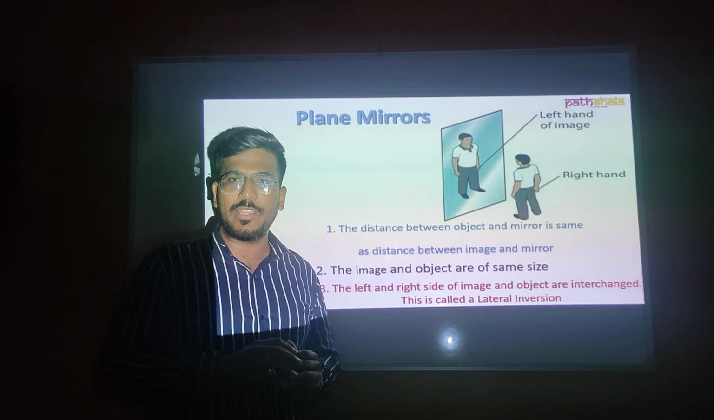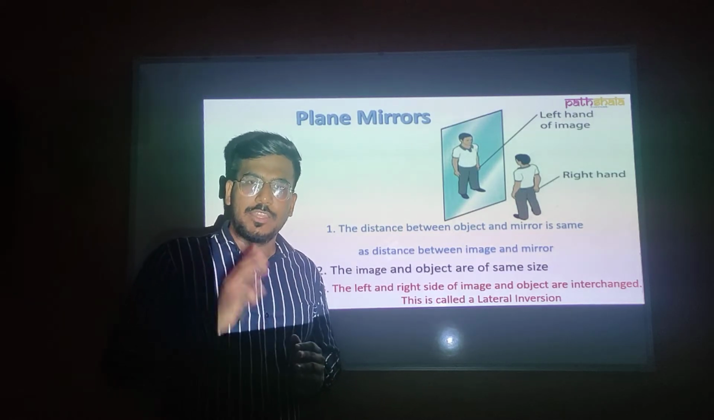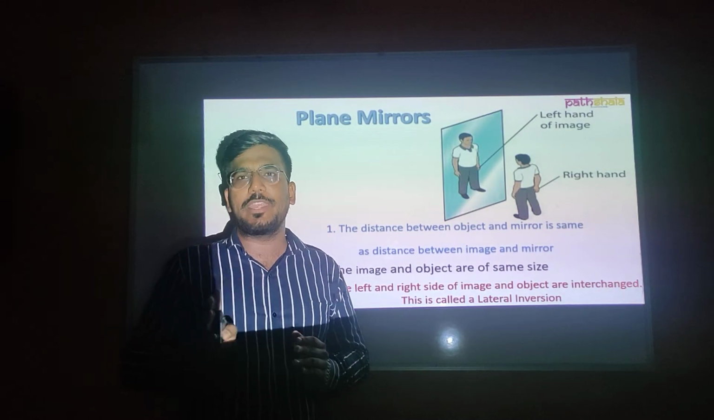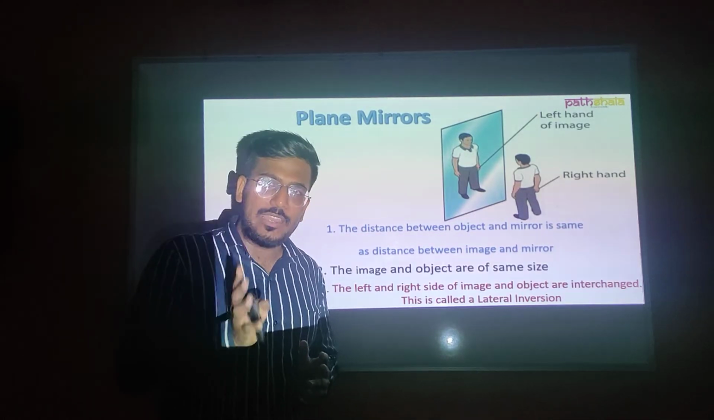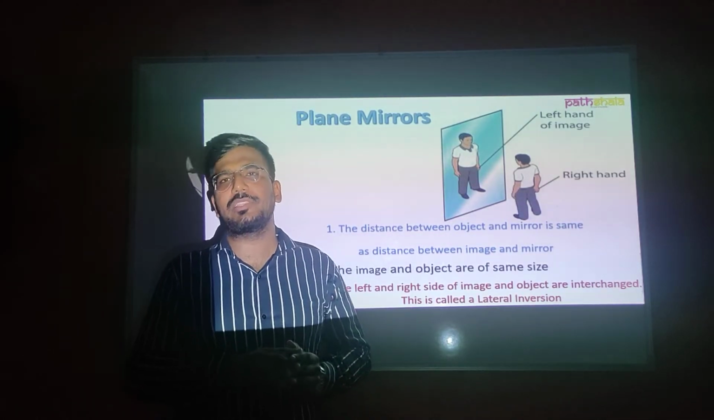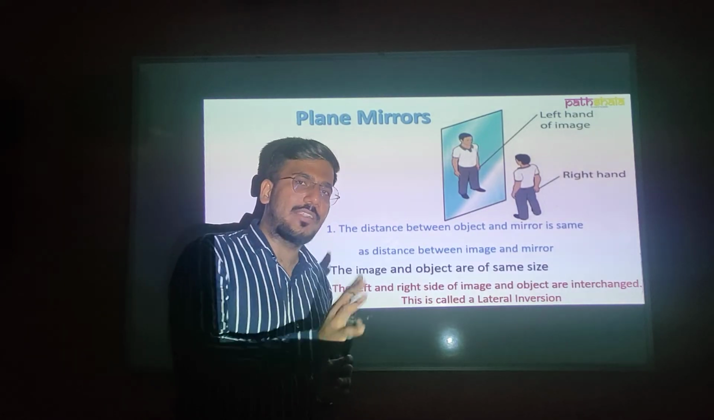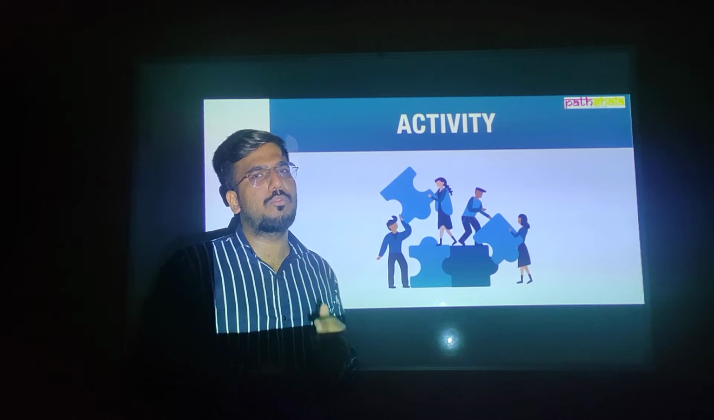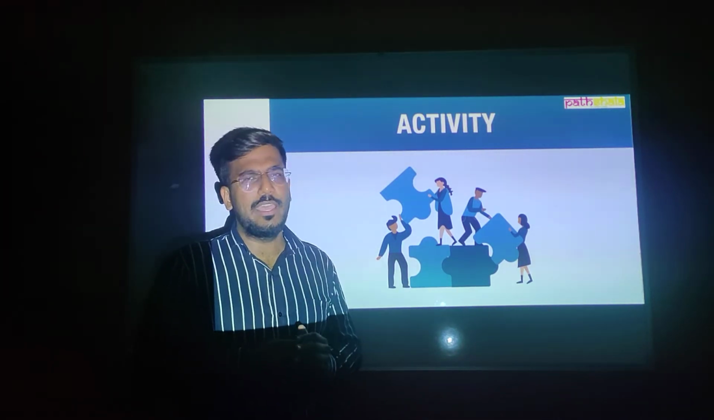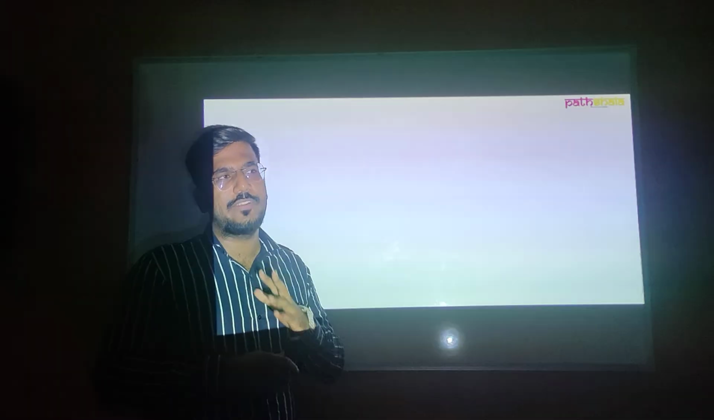So these are the three properties. Keep this in mind. First, the image and object distances from the plane mirror are the same. The object and image sizes are the same, and the left and right sides of an object and image are interchanged, which is lateral inversion. Now to understand the properties of the plane mirror in a very good way, let's make use of three simple activity based questions.